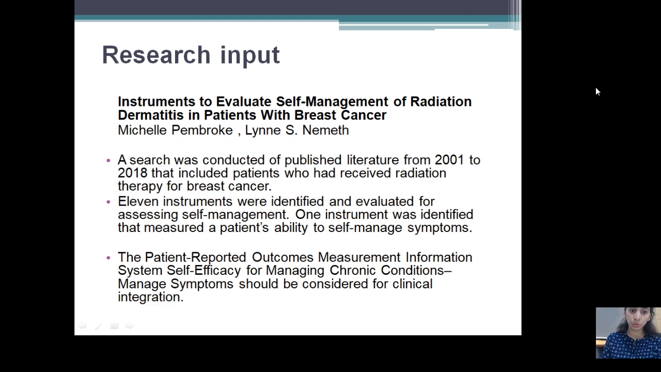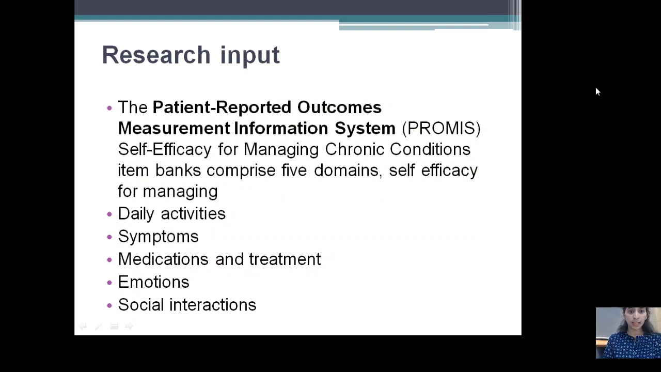So this was a type of tool which was identified as good, and the name of the tool is Patient Reported Outcomes Measurement Information System. It is a self-efficacy for managing chronic conditions item set. It comprises 5 domains for self-efficacy for managing daily activities, symptoms, medication treatment, emotions, and social interactions. So for this, the symptoms domain was considered to be better.